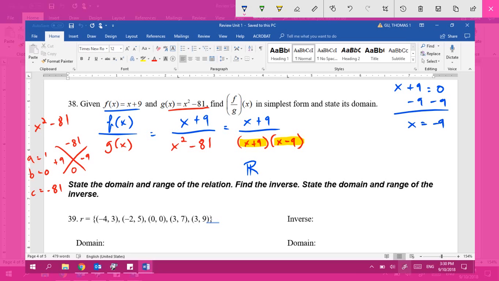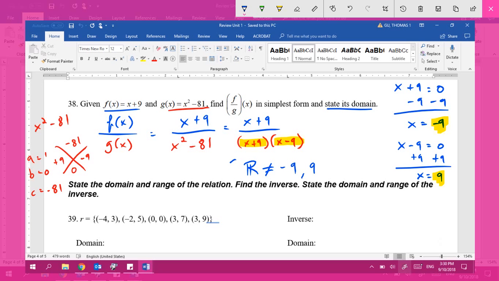So I found one x value. Next we've got x minus 9, right? X minus 9 equals 0. Add 9, and x equals 9. So I just found that x equals negative 9, x equals 9. What is the point of that? That tells me these answers right here are numbers that are not included in the domain. So my answer for state the domain is going to be all real numbers that are not equal to negative 9 and 9.